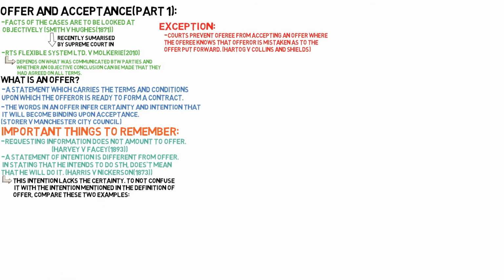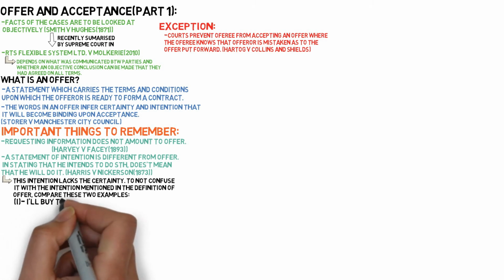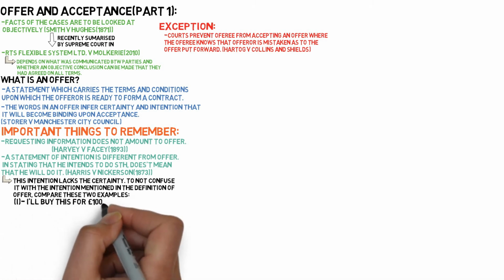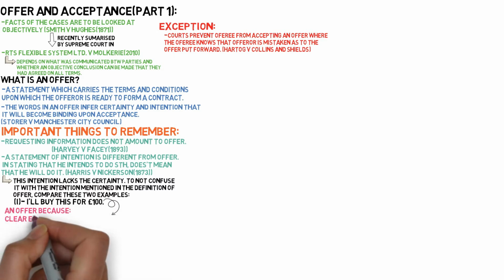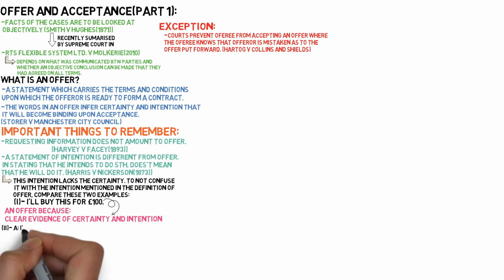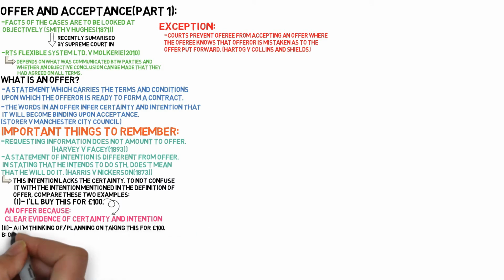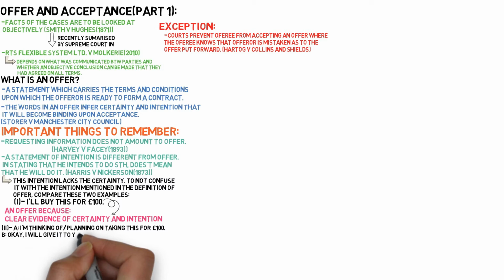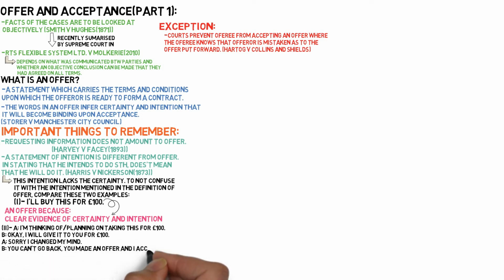To better understand this, compare these two examples. First is where A says that he will buy something for £100. This is an offer because the statement infers certainty of A buying. Whereas in the second example, A says that he is thinking of taking something for £100, to which B replies, okay, I will give it to you for £100, to which A replied that he changed his mind. B then responds that A cannot go back at this stage since A made an offer and B accepted it.